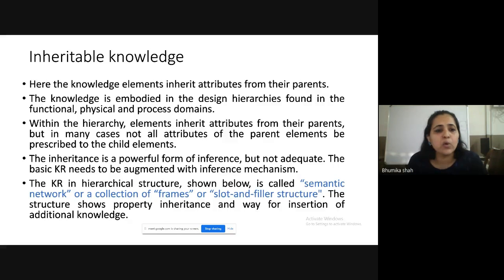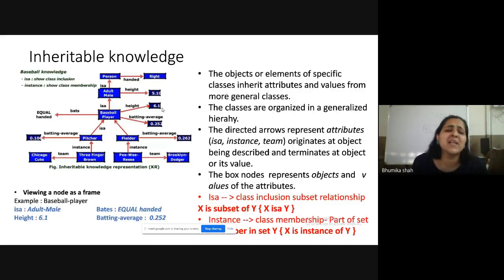Now the example which we are going to discuss over here is also called a semantic net. So there is a separate unit which we are going to discuss, which is called semantic network. Semantic net is also called a group of frames, set of frames, collection of frames, and it is also called slot and filler structure. So as a separate unit, we are going to discuss it, but yet, as we have to understand inheritable knowledge, we are going to discuss this example. This example is very, very basic. Okay, fine. So we'll start discussing the hierarchy.